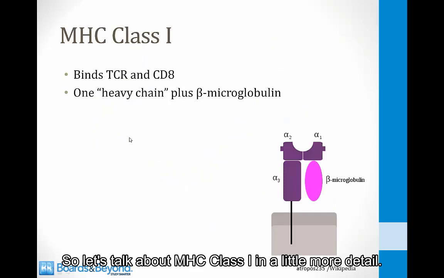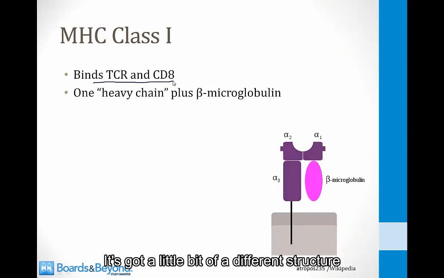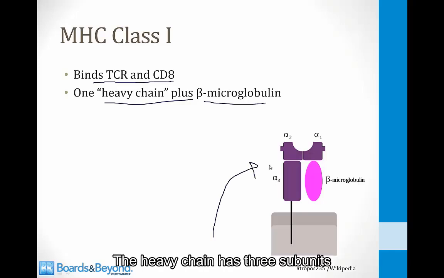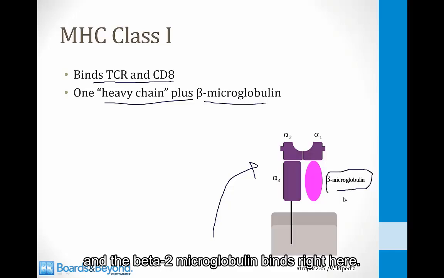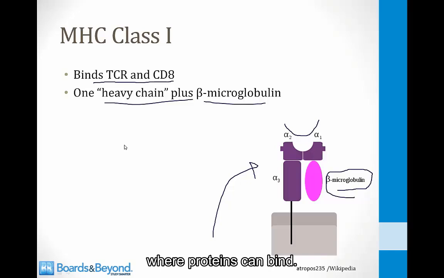So let's talk about MHC class I in a little more detail. It binds to the T cell receptor and CD8. It's got a little bit of a different structure from MHC class II. It's got one chain called a heavy chain, and then another molecule called beta-2 microglobulin. This is a piece right here. The heavy chain has 3 subunits, and the beta-2 microglobulin binds right here, and it's got an antigen binding groove right here where proteins can bind.